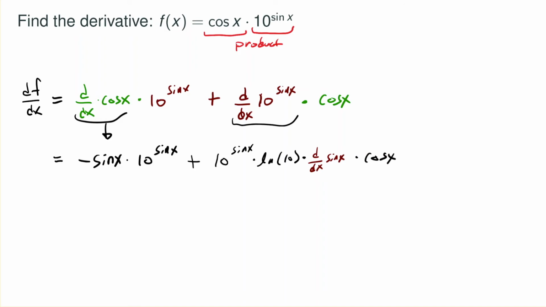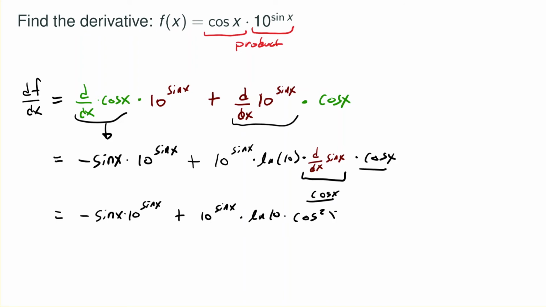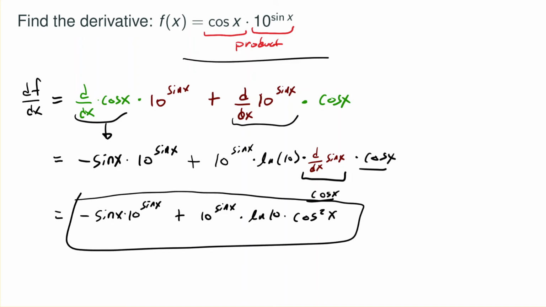So what we end up getting next line is negative sine x times 10 to the sine x plus 10 raised to sine x times ln of 10. Now derivative of sine x is cosine x. So we have cosine x times cosine x, which gives us cosine squared x. So this right here is the final derivative of this function. So here we have to use product rule first, and then we have to use chain rule one time for this portion right here.